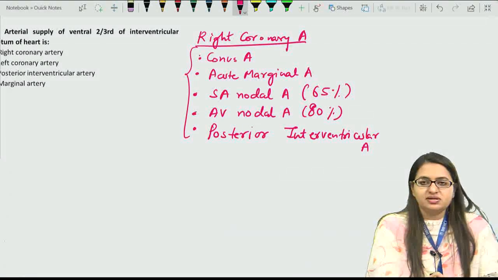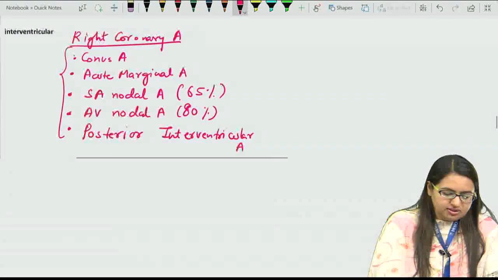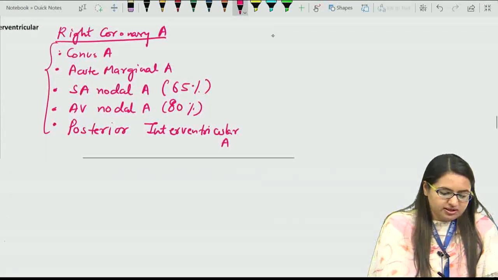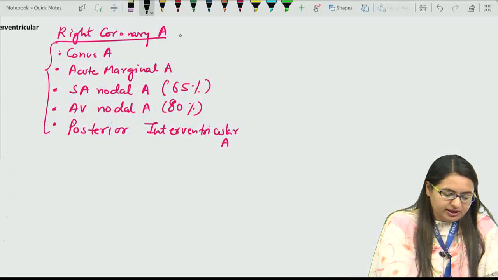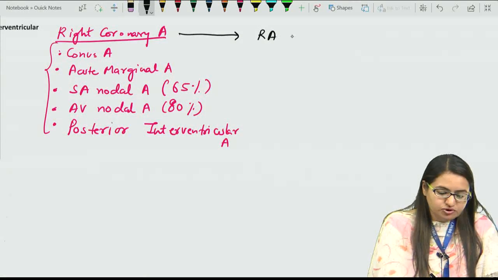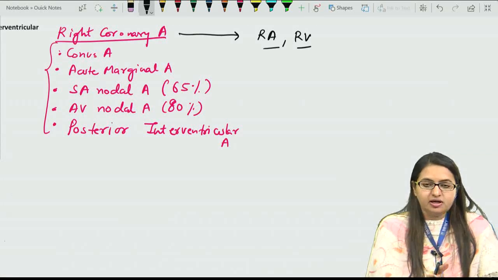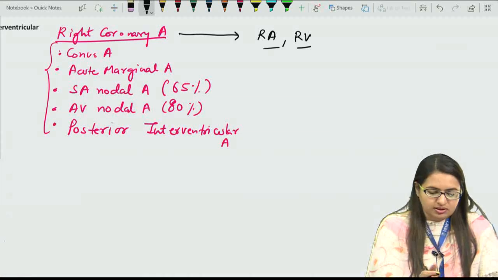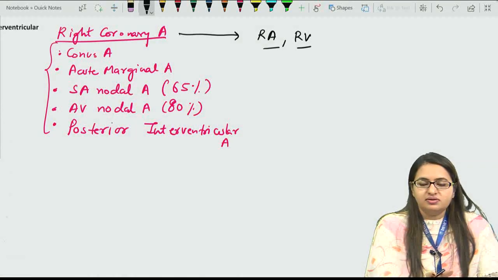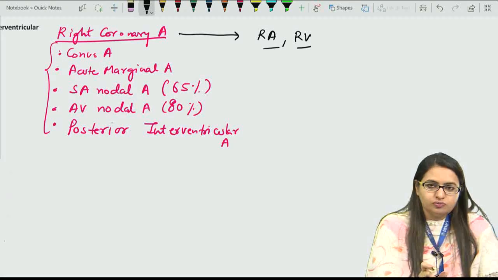The conus artery is also known as the third coronary artery, and apart from this, it gives branches to the atrium and the ventricle. Now the area of distribution of this right coronary artery is that it supplies the main portions of the right atrium and the right ventricle. It supplies the whole of the right ventricle except the portion which is adjacent to the anterior portion of the interventricular sulcus, because in that sulcus the left anterior descending artery is running, which will supply that portion of the right ventricle. So that small portion of the right ventricle is not supplied by the right coronary artery.